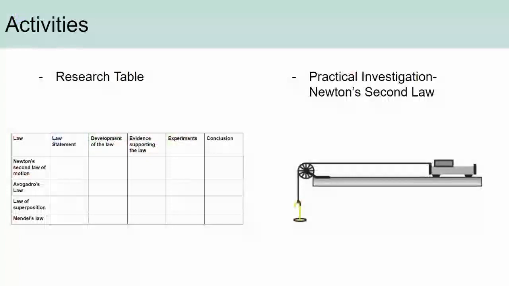So our activities for today include completing this research table, which we're going to do collaboratively in the classroom. We're going to be looking at what the statement is, how it was developed, what was the evidence that was used to support the law, any experiments that were undertaken, and then what is the conclusion of this law. And we're going to be looking at Newton's second law in a practical investigation in the classroom using pulleys to see if we can in fact predict using F equals ma.